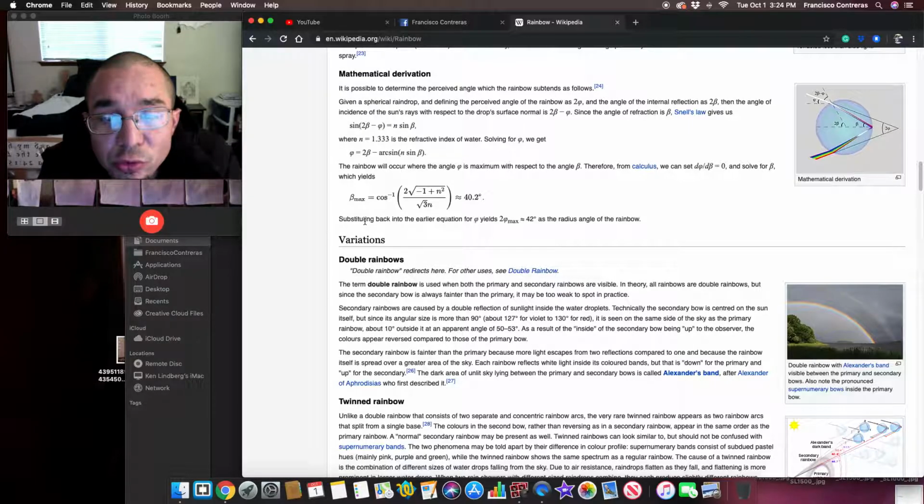b max = cos⁻¹(√((n² − 1)/3)), which equals 40.2 degrees. Substituting back into the earlier equation for q yields 2q max equal to 42 degrees as the radius angle of the rainbow.